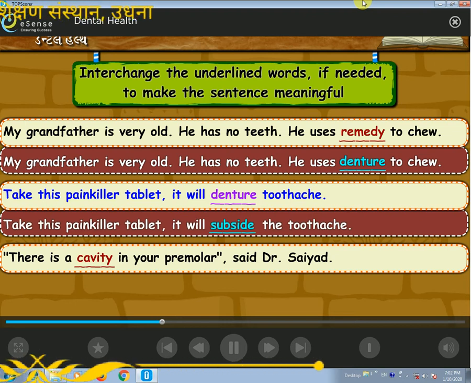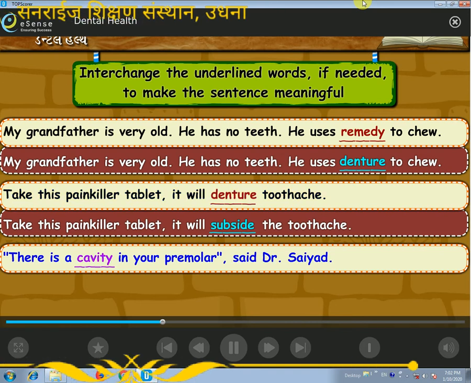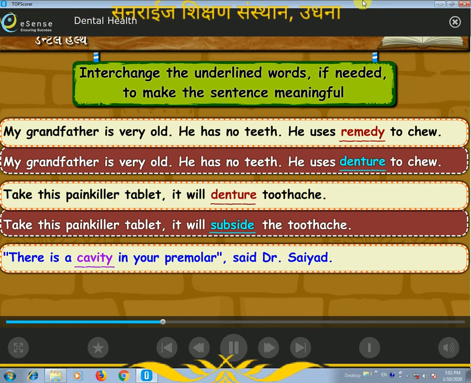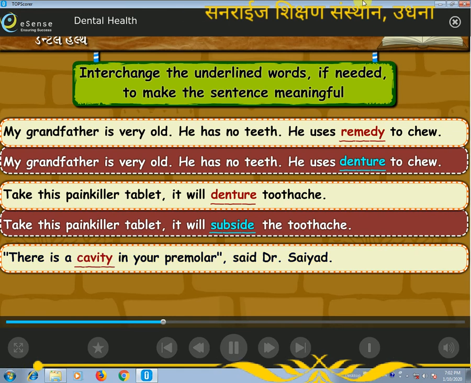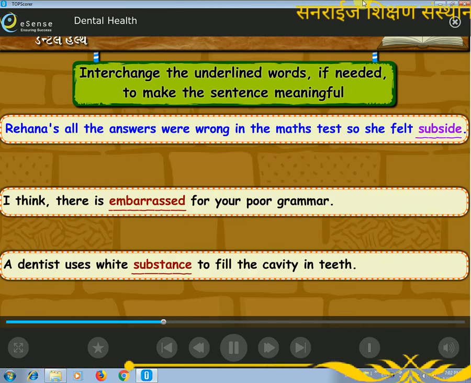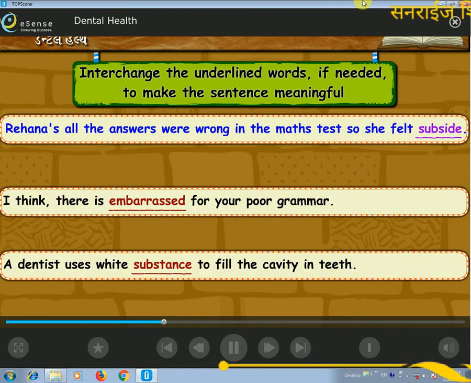Take this painkiller tablet. It will subside the toothache. There is a cavity in your premolar, said Dr. Syed.